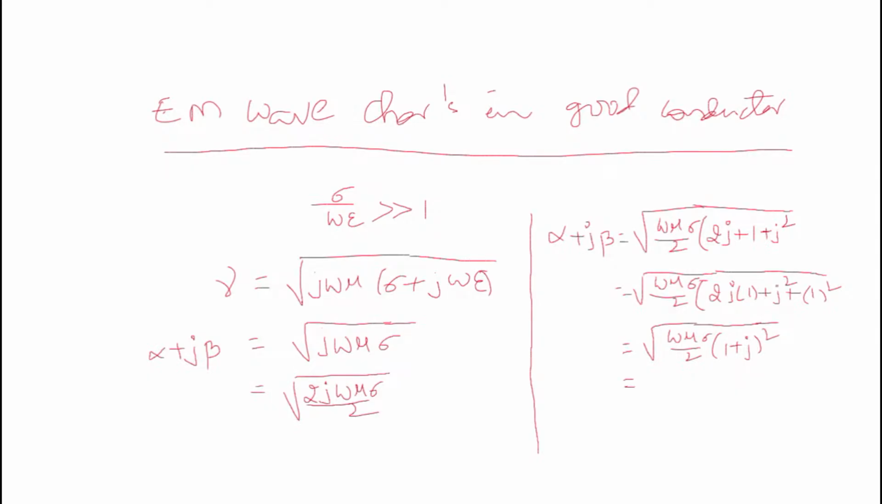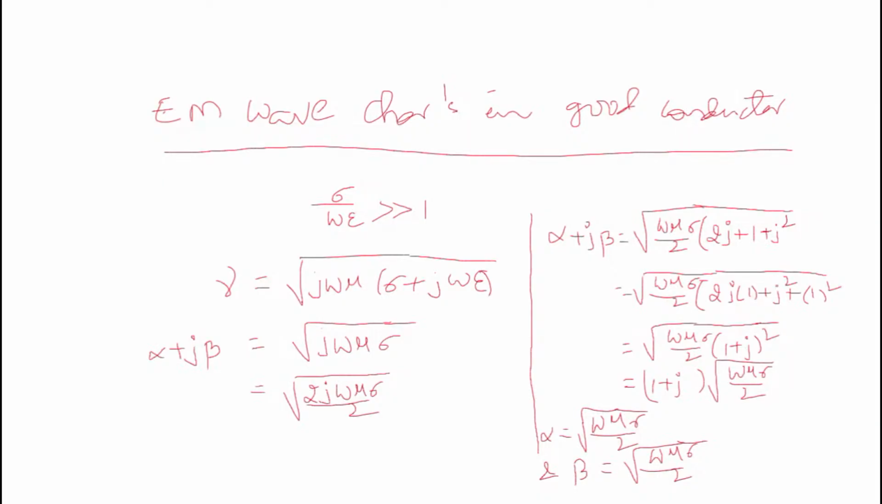Now we can write this one, 1 plus j into under root omega mu sigma by 2. So therefore, by equating real and imaginary, we will get real term, that is alpha equal to under root omega mu sigma by 2, and beta, that is also under root omega mu sigma by 2. So this is for what? Good conducting medium. Wave characteristics in a good conducting medium, that is alpha value and beta value.